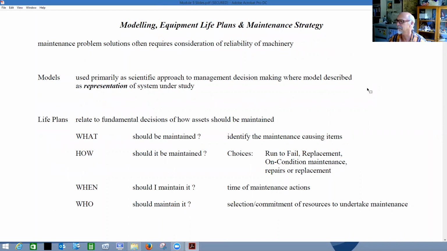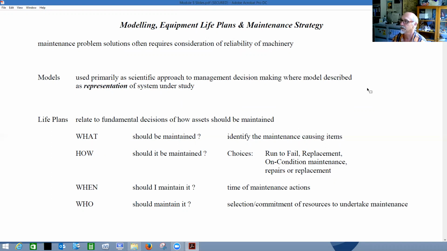So modeling, whether it's the equipment life plans or the maintenance strategy, what we go about doing is solving maintenance problems through the consideration of the reliability of machinery. Now, again, it relies on the reliability of humans as well and organizations, but from a maintenance technique, we'll be looking at the reliability of the machine itself and how it fits into the system and its criticality in that regard. If it goes down, does the whole process stop? Is it such a critical part of the whole process that the whole production line falls over?